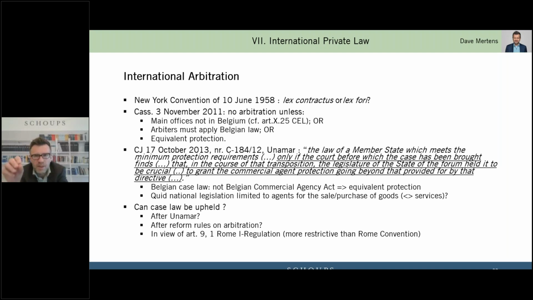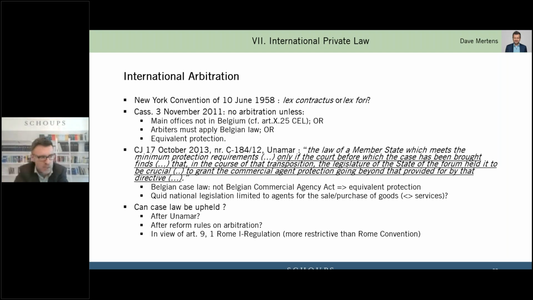But I do believe that given the latest Rome I Regulation, as opposed to the Rome Convention on applicable law, with a more strict definition of overriding mandatory provisions, it becomes very difficult to say that the Belgian Commercial Agency Act is so crucially important that it falls under that definition. And if that reasoning is followed, then there are no grounds to disregard the choice of another law, or to declare a case non-arbitrable simply because parties have not chosen Belgian law, or even the law of another European state. But still, case law is not established on that.